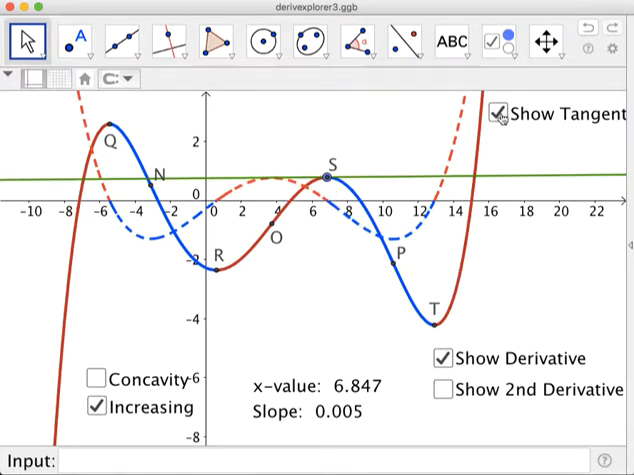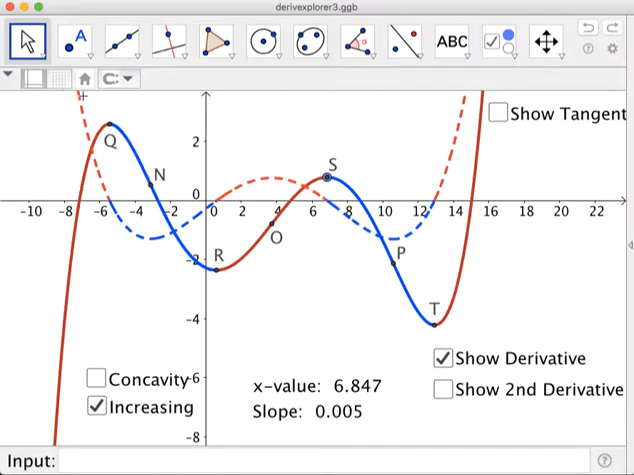Notice now as well that everywhere our function is red, which means increasing, our slope is positive, and that means our first derivative is positive. So when we look just at our first derivative here, we can see that red, the function's increasing; blue, it's decreasing; red, it's increasing; blue, it's decreasing.